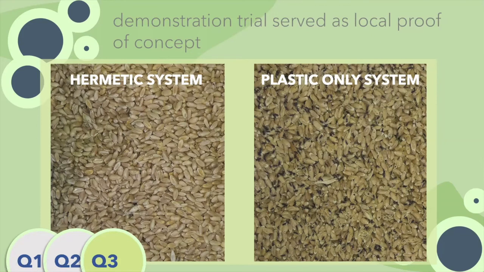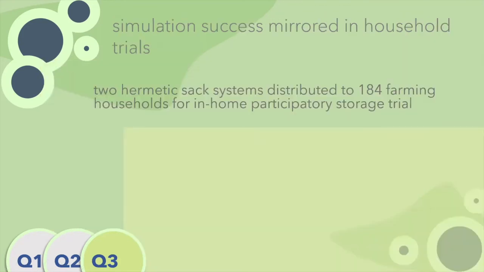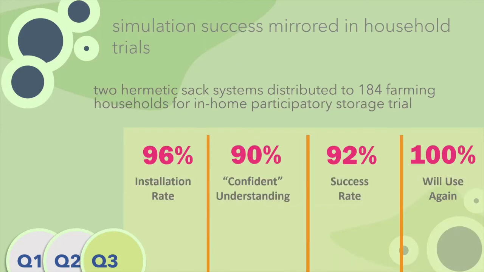So we decided to extend the opportunity to our farmer participants to try this technology in their home. So we allocated 2 sacks to each household, and found that the success we found in the demonstration trial was mirrored in the household trials, where 96% of the sacks were installed properly. And after installation, 90% of respondents reported having a confident understanding of the principles of the technology. At the end of the first season of storage, 92% of the farmers reported successful preservation of grain using the hermetic technology, and 100% were interested in using the technology again in the second season.